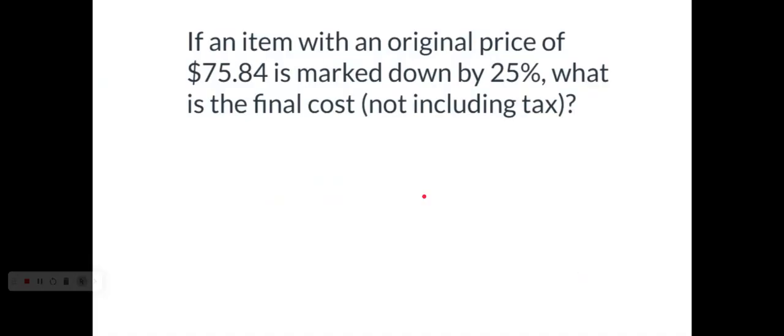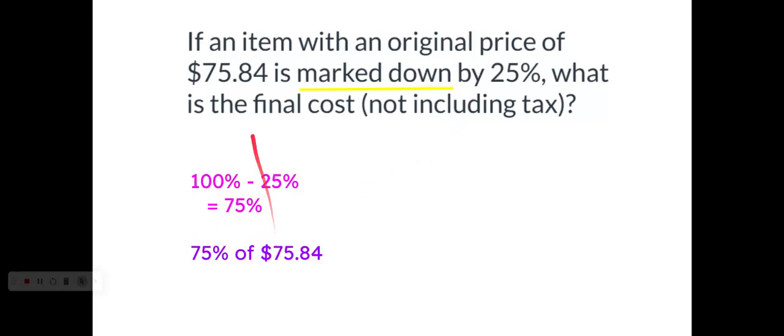If an item with an original price of, this is just some random number, $75.84 is marked down by 25%, what is the final cost? So if something is marked down, well, it starts off at 100%. So I'm going to take away 25%. So I want to find 75% of my $75.84. Remember, I got to make this percent into a decimal by moving it over 2 places. So I'm going to find 0.75 times my decimal.